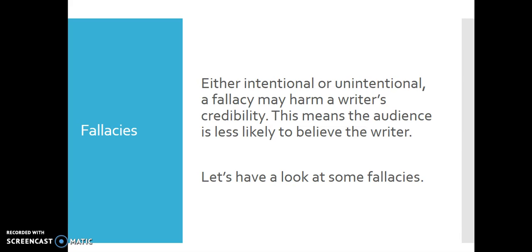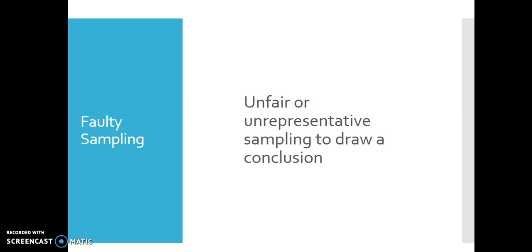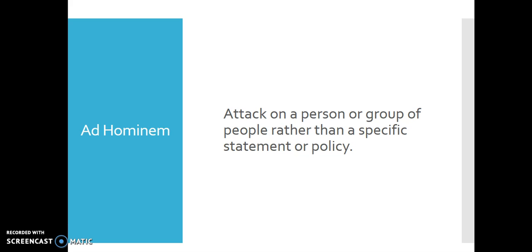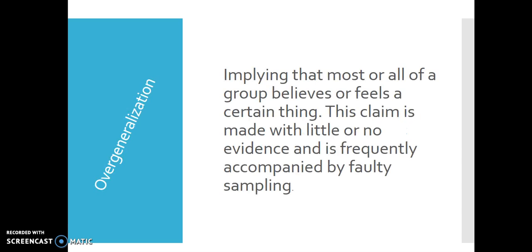Whether intentional or unintentional, fallacies are something that should be avoided because they harm a writer's credibility. We're going to look at a few of those. Faulty sampling is one. It's unfair or unrepresentative sampling to draw a conclusion, such as when you're doing a survey. So if you had unfairly chosen participants in that survey and then drawn a conclusion from that, that is faulty sampling. Ad hominem is an attack on a person or group of people rather than a specific statement or policy, such as if I attacked a politician rather than his specific policy.